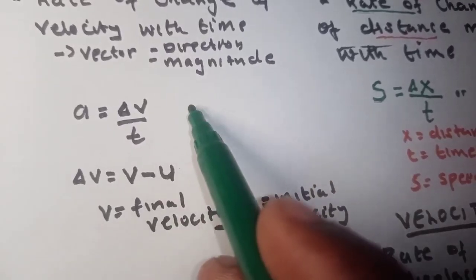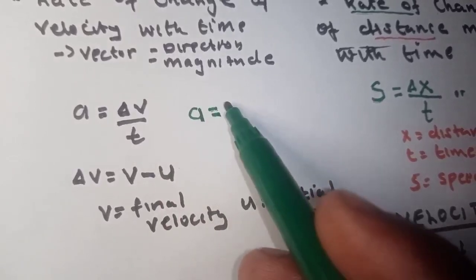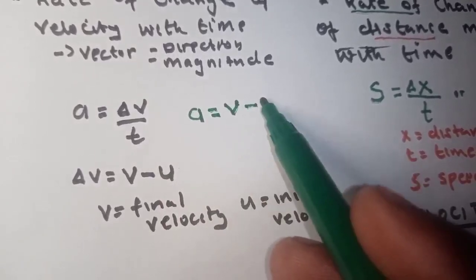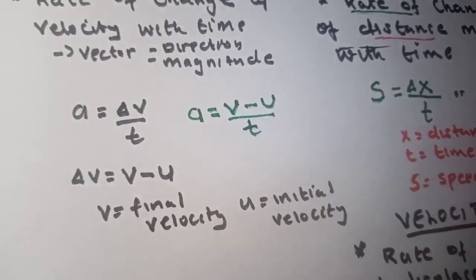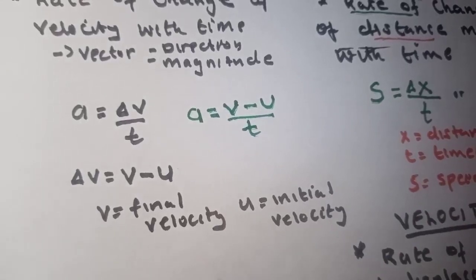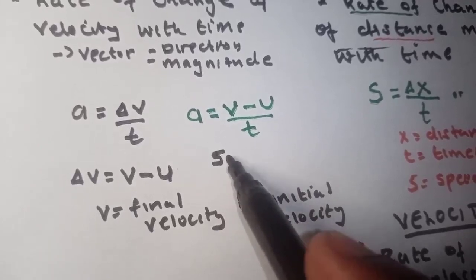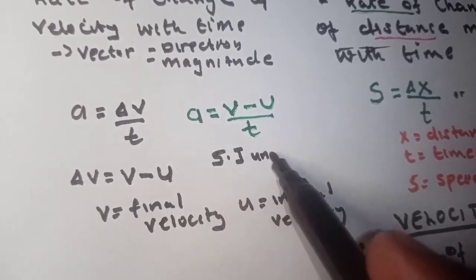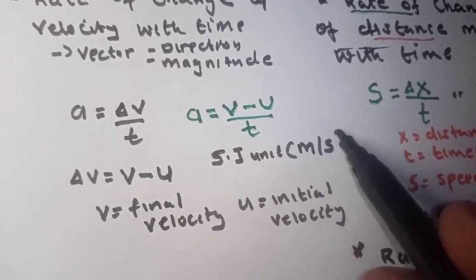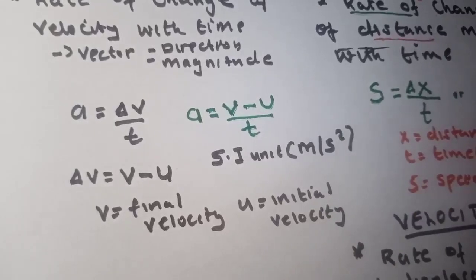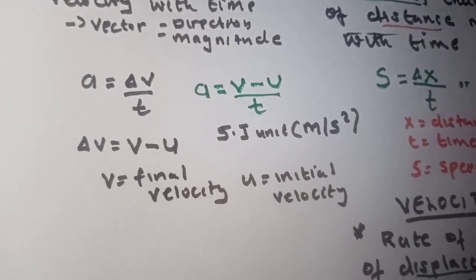So in other words, the formula for acceleration is simply equal to final velocity minus initial velocity over time. Okay, over the what? The time. Now the SI units, very important. SI units for acceleration, it is meter per second squared. Those are the SI units for acceleration.